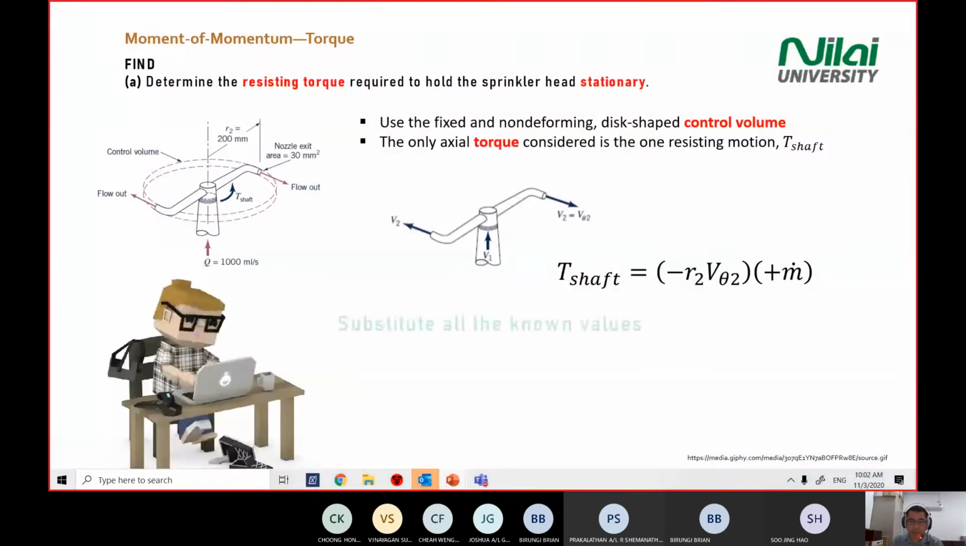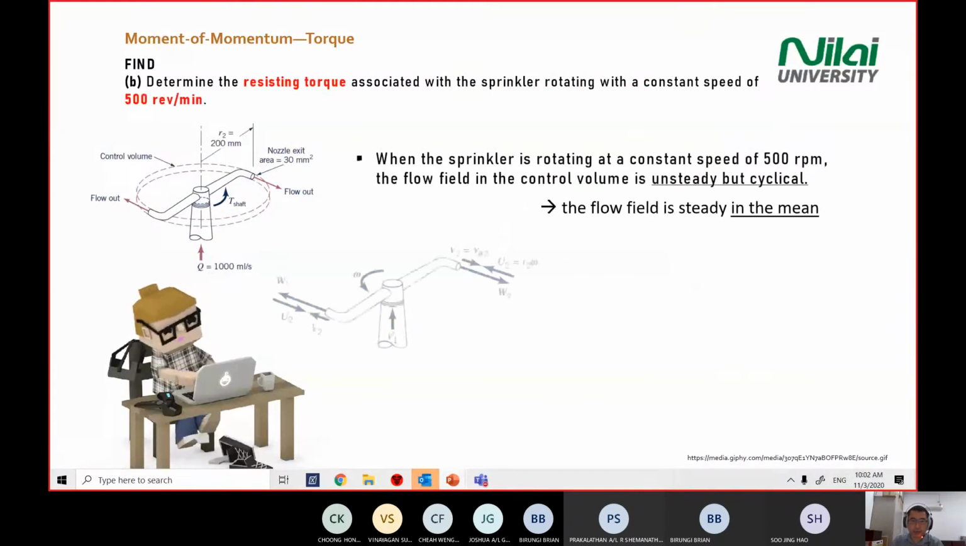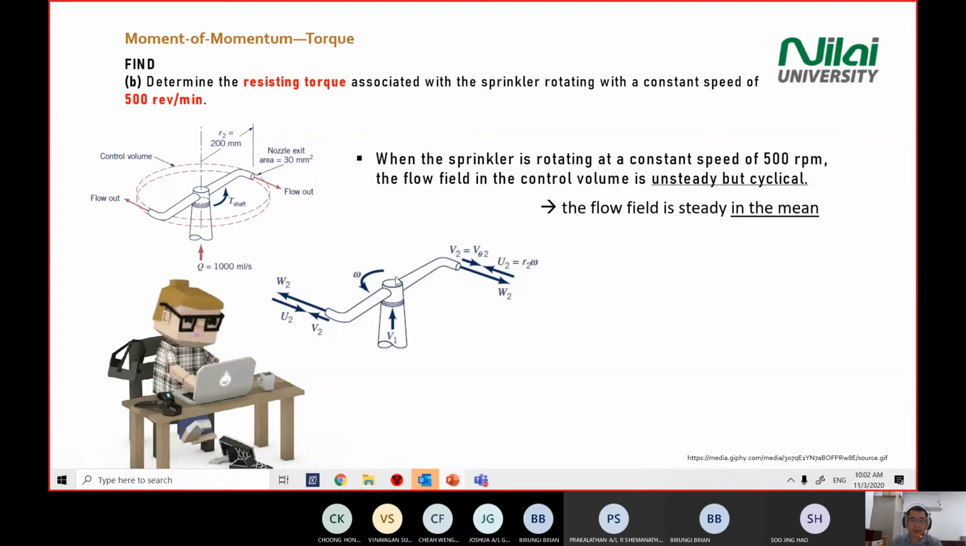So again, we have our T shaft equal to negative 3.4. Okay, so again, now we look at B. What happens if we have a constant speed, rotating at a constant speed? Means we have the omega case now. We have our omega already. Just now we don't have omega, we don't have W, because there's a resisting force, means we jam the head here. So we calculate the torque. That's why we get the value for the resisting force.